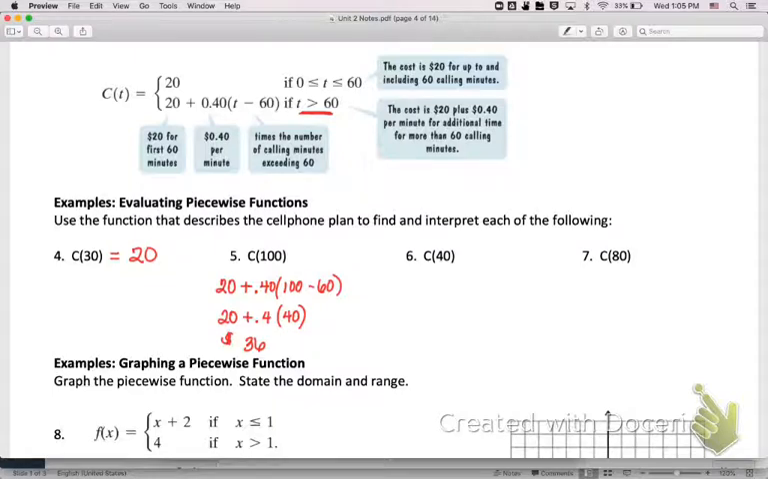Let's pause the video real quickly to do a little mental check yourself. Try number 6 and 7 and see if you can determine those values reading correctly off of the function. Answers coming in 3 seconds.